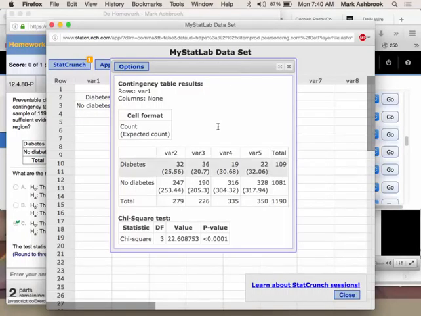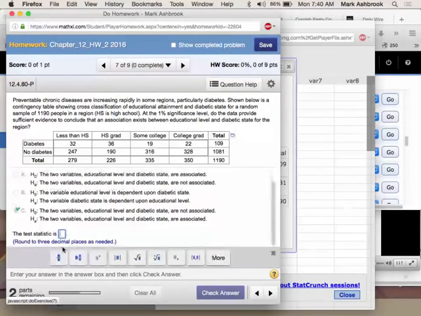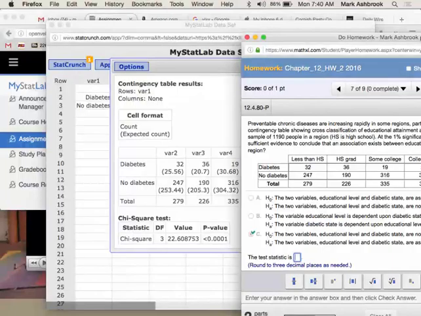Okay? So we want this to be the data here, and now, what's our degrees of freedom? 3 times 1. That's right, 3. Okay, so our test statistic is 22.6. Oh, 3 decimal places? Thanks. 22.609.